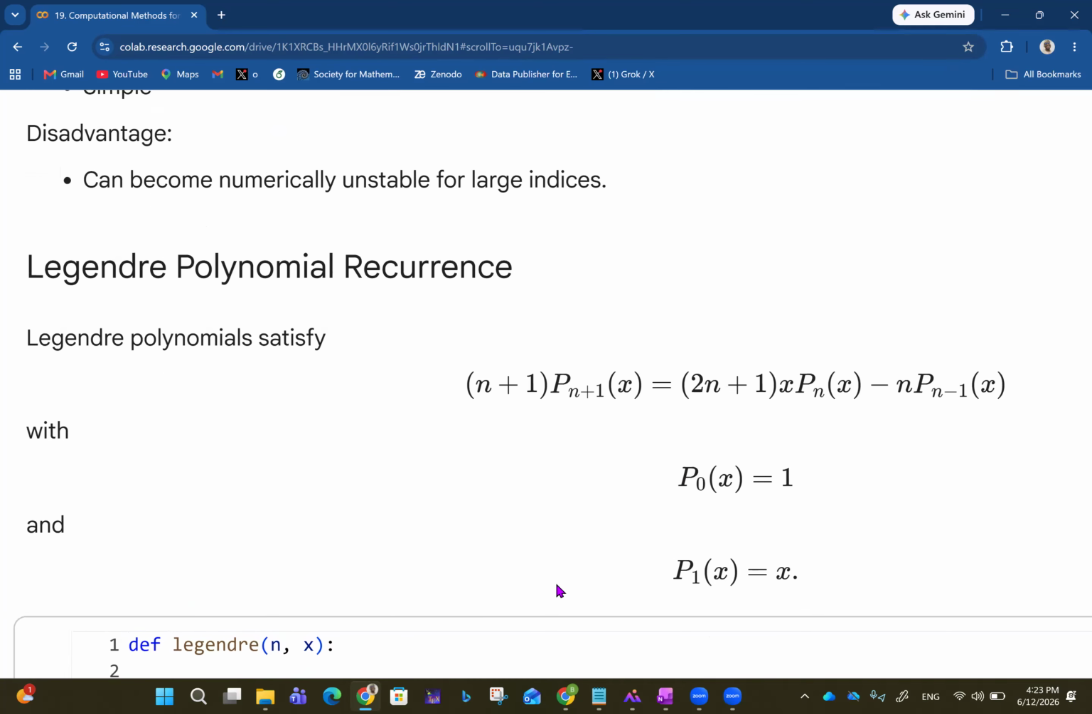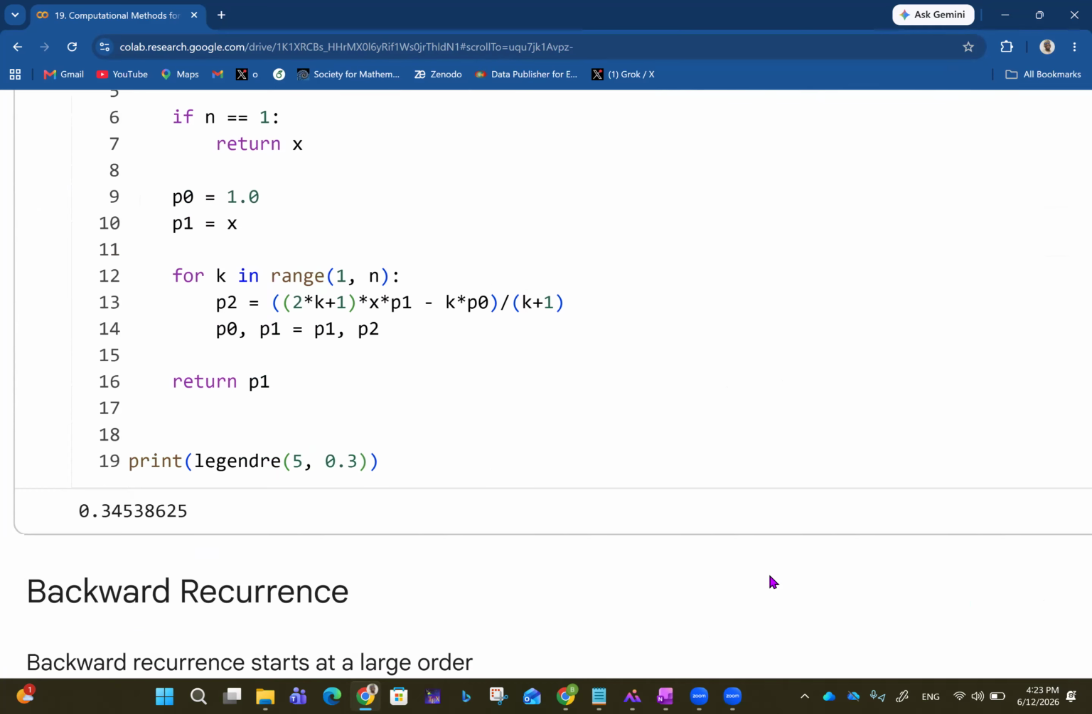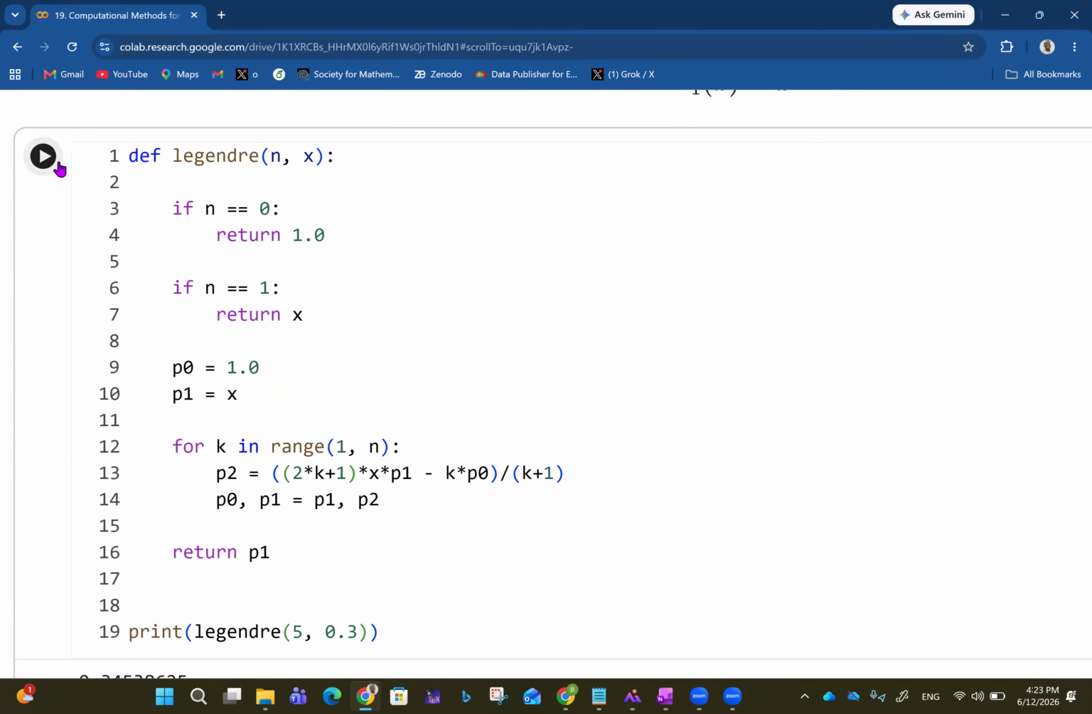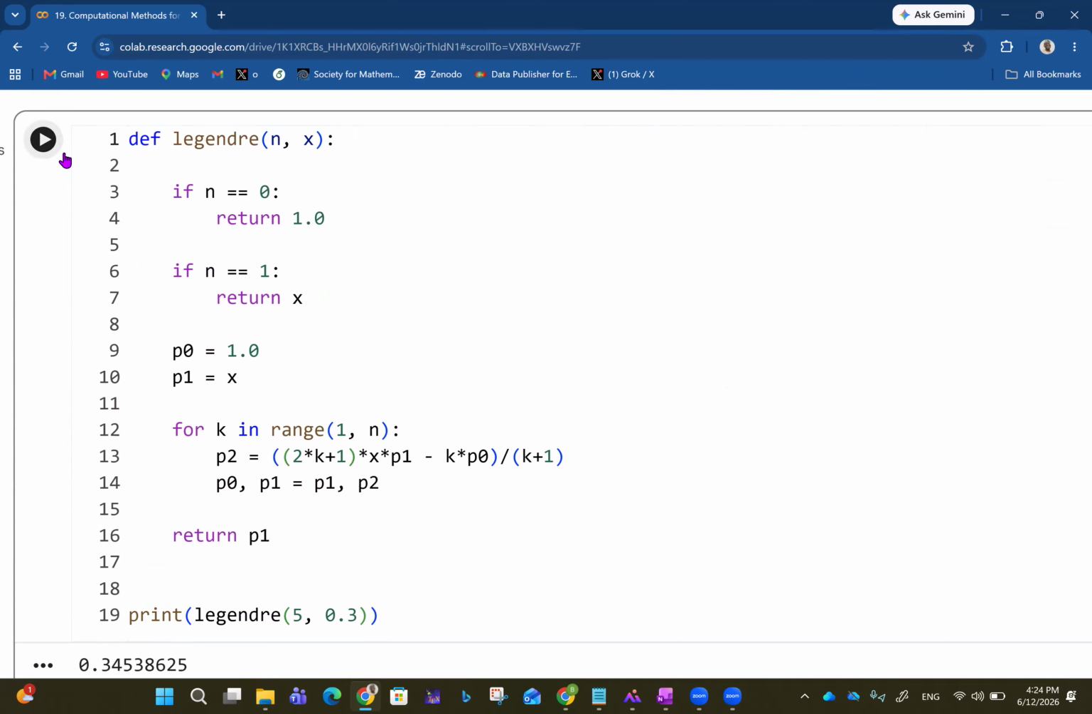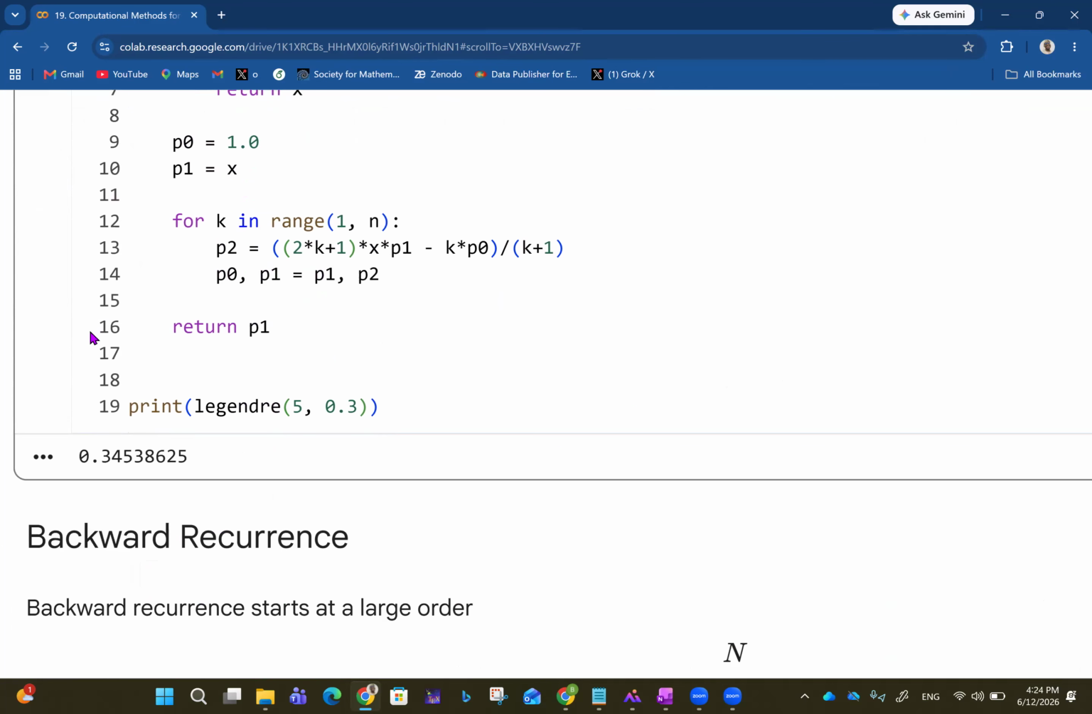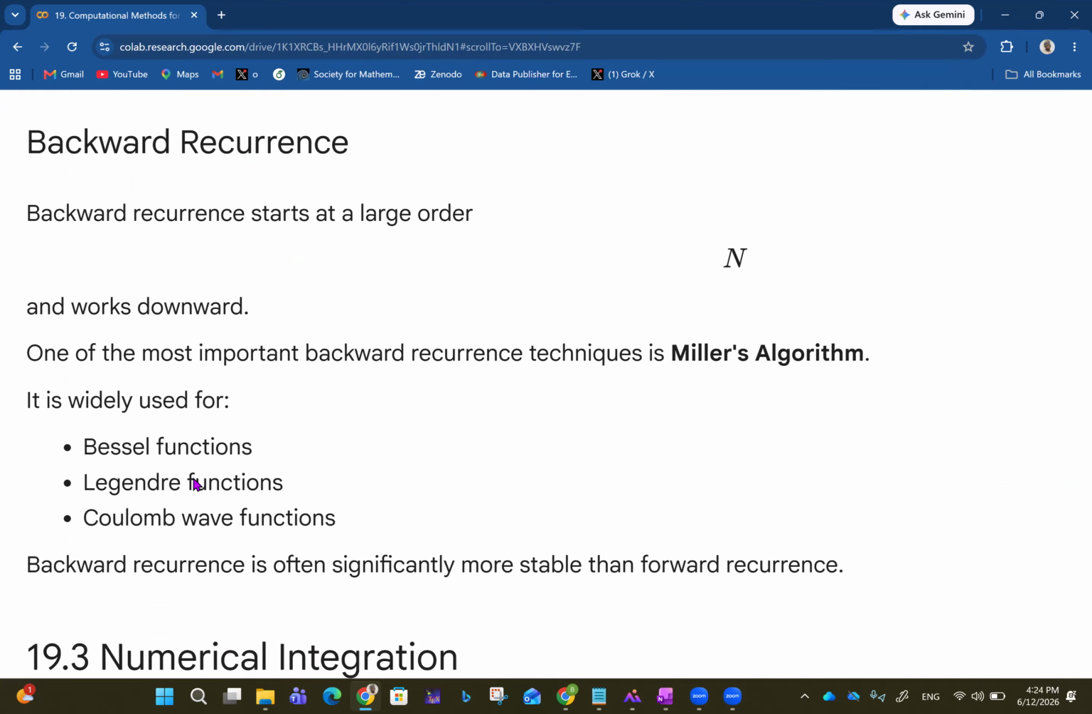Then we have Legendre polynomial recurrence, for instance. Legendre polynomials satisfy that P sub n plus 1 of x is equal to 2n plus 1 times x P sub n of x, minus n P sub n minus 1 of x, with P naught of x equals 1 and P1 of x equals x. So now, if we do that here, you just need P naught and P1, and then you can get the rest. So we have the Legendre in this case like that, 0.3453862.5.